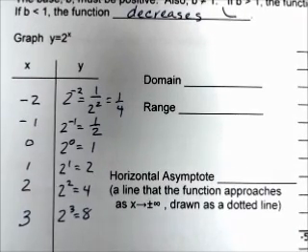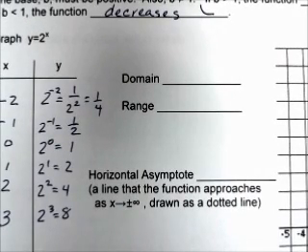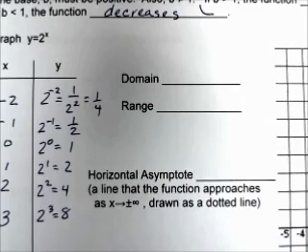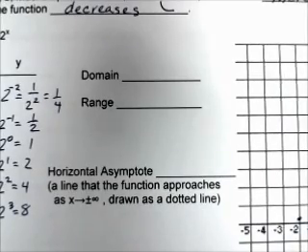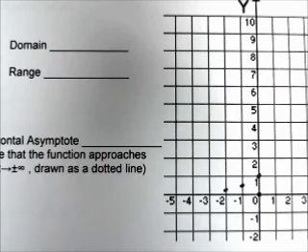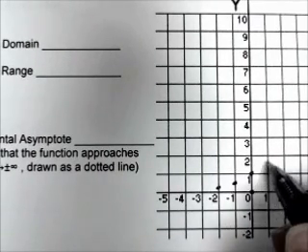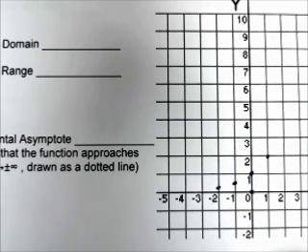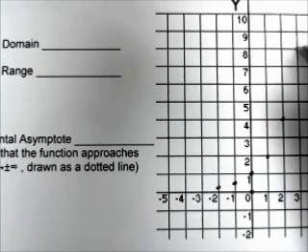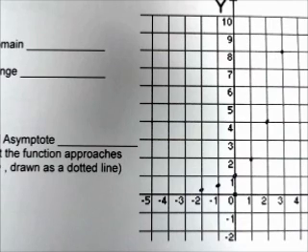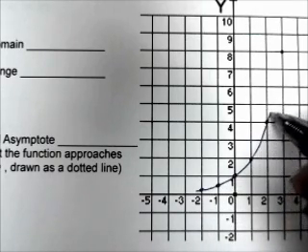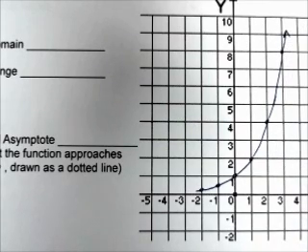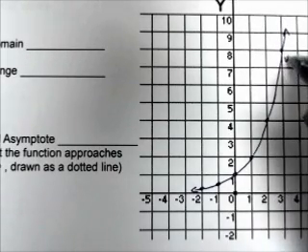X value of negative 2, y value of 1 quarter. X value of negative 1, y value 1 half. X value of 0, y value of 1. X value of 1, y value of 2. X value of 2, y value of 4, x value of 3, y value of 8. So we just took the x and y values from the table and plotted them. And now let's connect these. Okay, so here we have the graph of y equals 2 to the x.